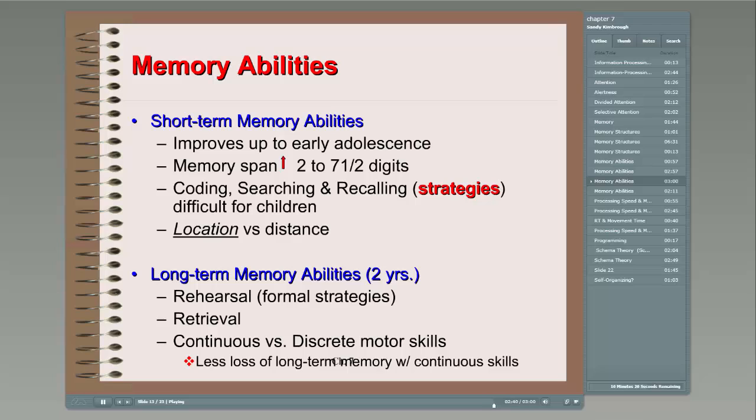What we know is that we have less loss of long-term memory of continuous skills versus discrete skills. So if someone says, well, once you learn how to ride a bike, you'll always remember how to ride a bike. You may not be as polished as you were when you first learned, but it is true because that's a continuous motor skill. Swimming, once you learn how to swim, you're going to remember how to swim. Right.